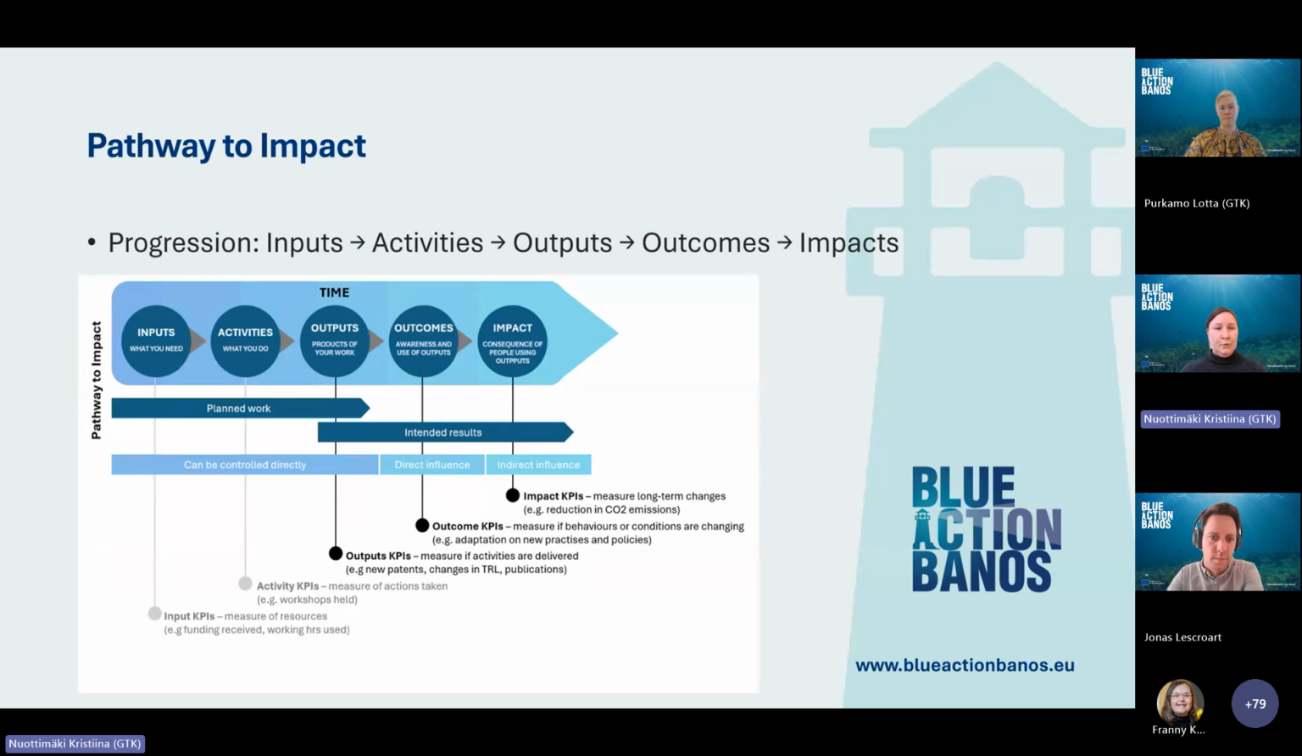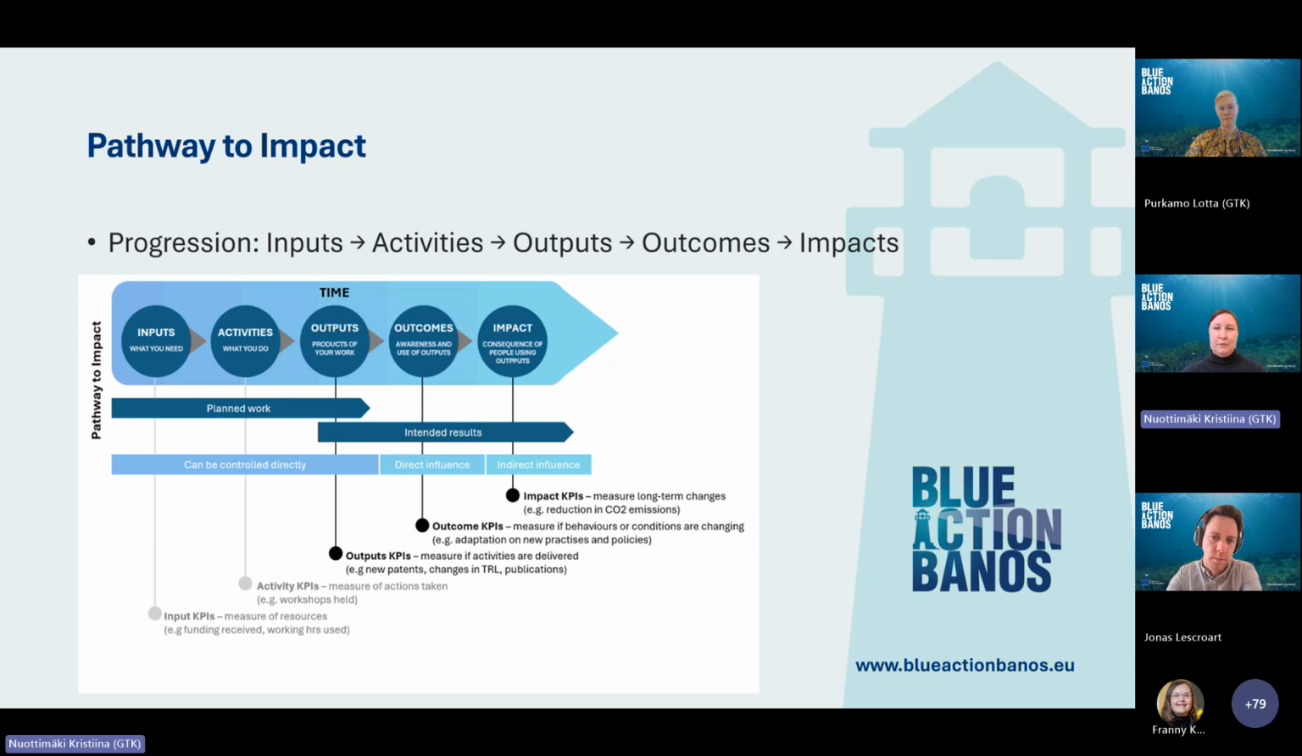And these outputs measure if activities are delivered. For example, if there are any new patents or changes in technical readiness level of some technique you're developing, or publications made, for example. But these three first ones are something that you can do during your project.